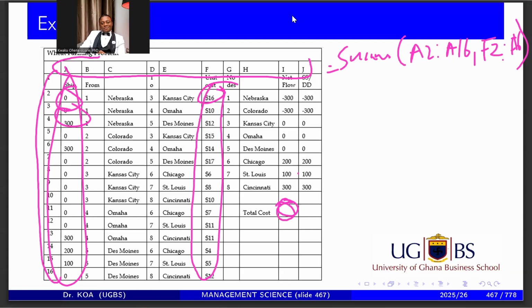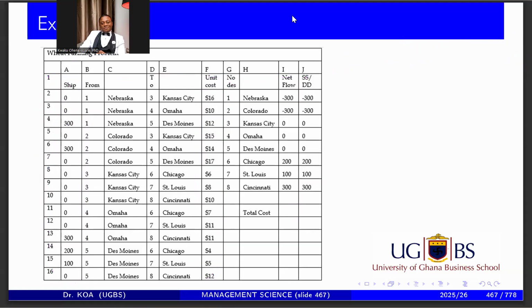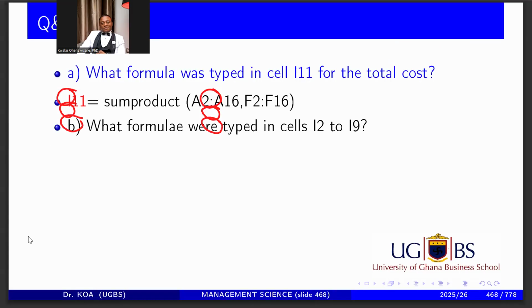SUMPRODUCT here means that you take the 16 that is here, and you multiply it by this Xij. You take the 10, multiply it by this Xij. You take the 12, multiply by this Xij. And that is how it is. So that's it: A2 to A16, F2 to F16, SUMPRODUCT.